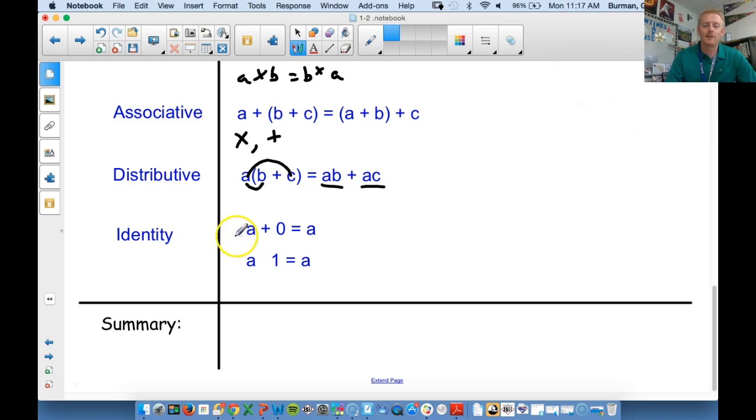Now the identity property says that whether I add 0 or multiply by 1, the value still stays the same. And that's all it is, folks. This is how you do lesson 1-2, the order of operations and some properties.